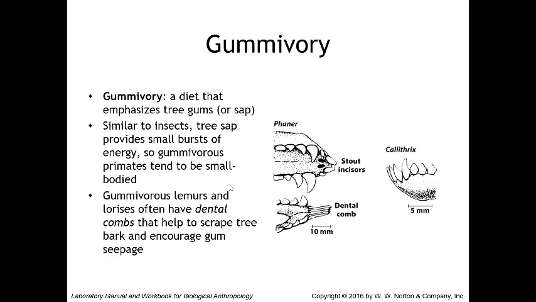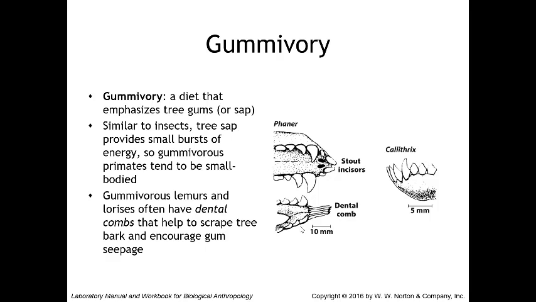So our gummivorous lemurs and lorises have what we call a dental comb, right? That's this right here. This dental comb. And dental combs help scrape the tree bark and encourage the seepage of the gum or the sap. So what it is, the four lower incisors, instead of going upwards, will protrude outwards. They then take that, they'll scrape it against the tree, and they'll encourage the oozing of that sap.